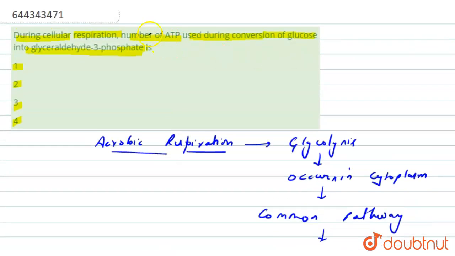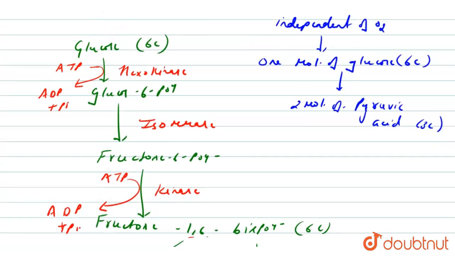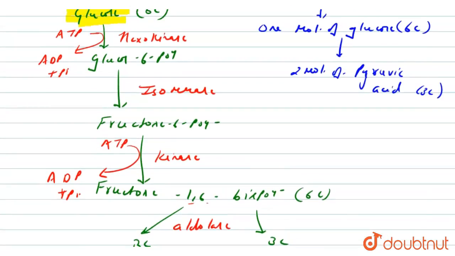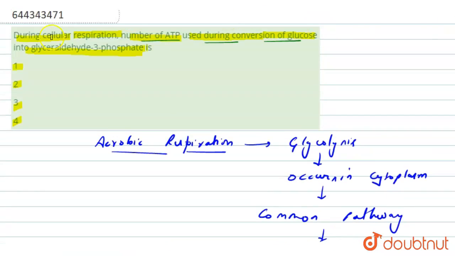Now the question has been asked: number of ATP used during conversion of glucose into glyceraldehyde 3-phosphate. So here this is the glucose molecule, and it gets converted into glyceraldehyde 3-phosphate, and the number of ATP it utilizes here is this one and this one. So the total is 2 ATP that it utilizes, right? So according to this, option number 2 will be the correct answer, while the rest of the options are incorrect for the given question, right?